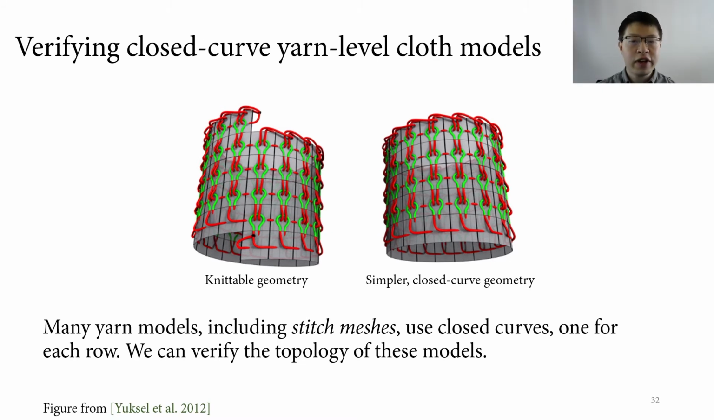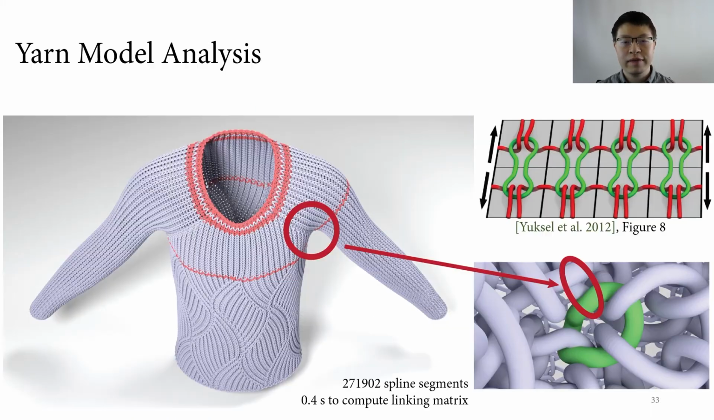We can also verify yarn models. In the stitch mesh paper, they mentioned 2 ways they could have connected stitches. On the left, stitches could have been arranged in a helix. This structure is knittable, so everything is one long yarn. Our method is designed for closed loops and won't be able to verify this. However, most stitch meshes actually use the structure on the right, which arranges stitches in a cylinder, because it is simpler. In this structure, every row is a closed curve, and we can verify the topology of these yarn models.